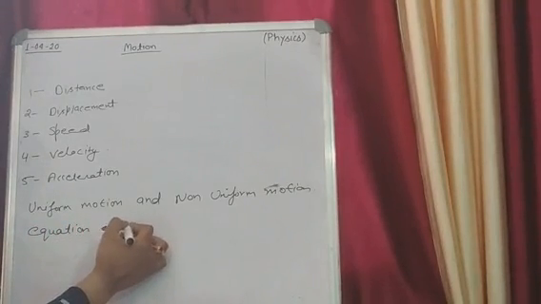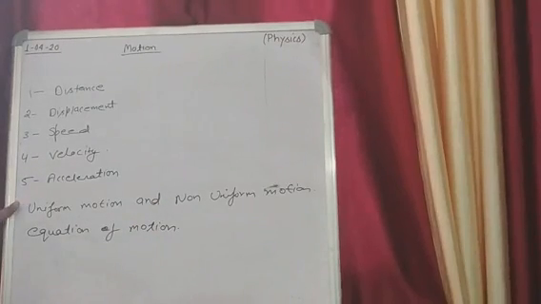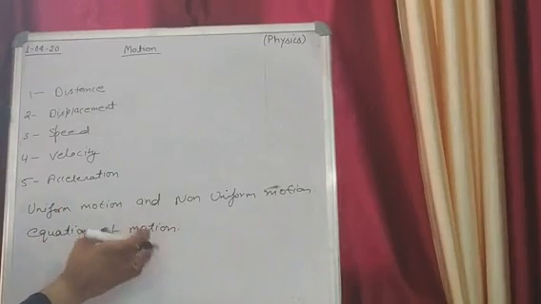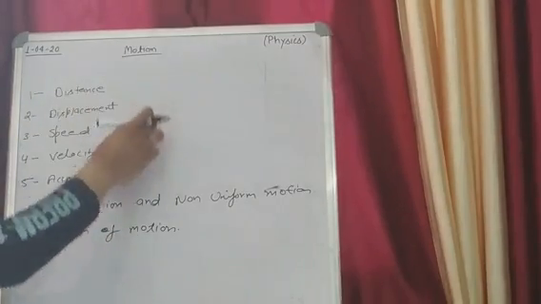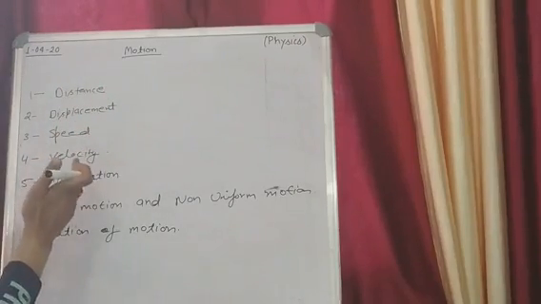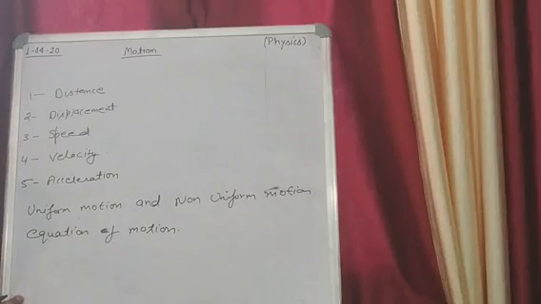Equation of motion. Uniform motion and non-uniform motion. Then after that, we will read about equation of motion. And these equations of motion will be a relationship between these 5 fundamental quantities: distance, displacement, speed, velocity, and acceleration. So this is a very important topic. What we understand by distance, what we understand by displacement, what is speed, what is velocity, and what is acceleration.